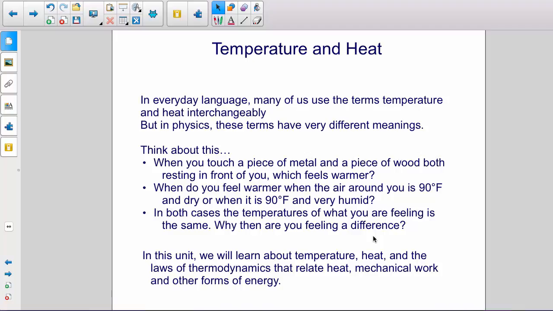In this unit, we'll learn about temperature, heat, and the laws of thermodynamics that relate heat, mechanical work, and other forms of energy.